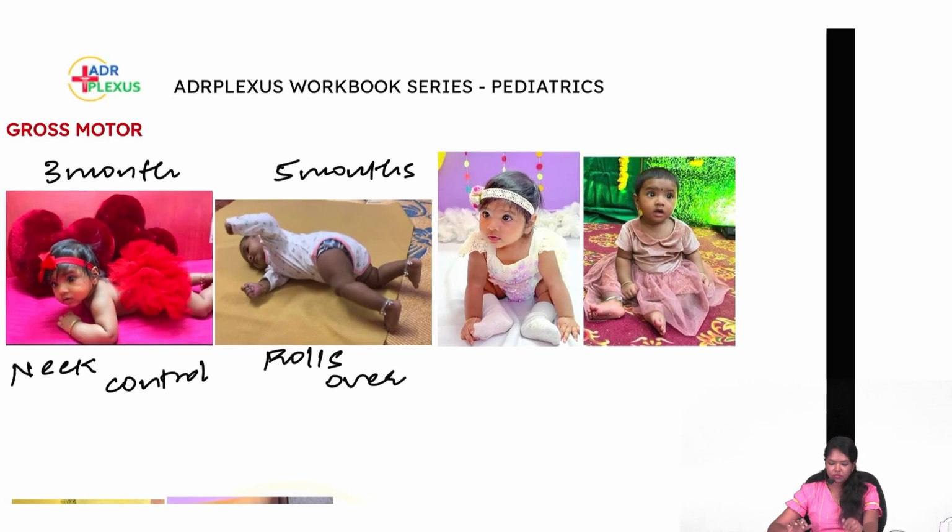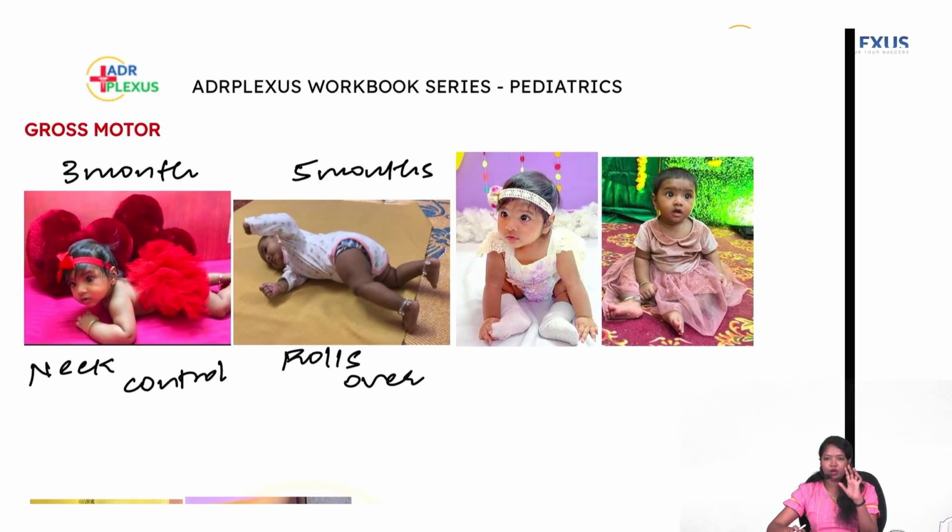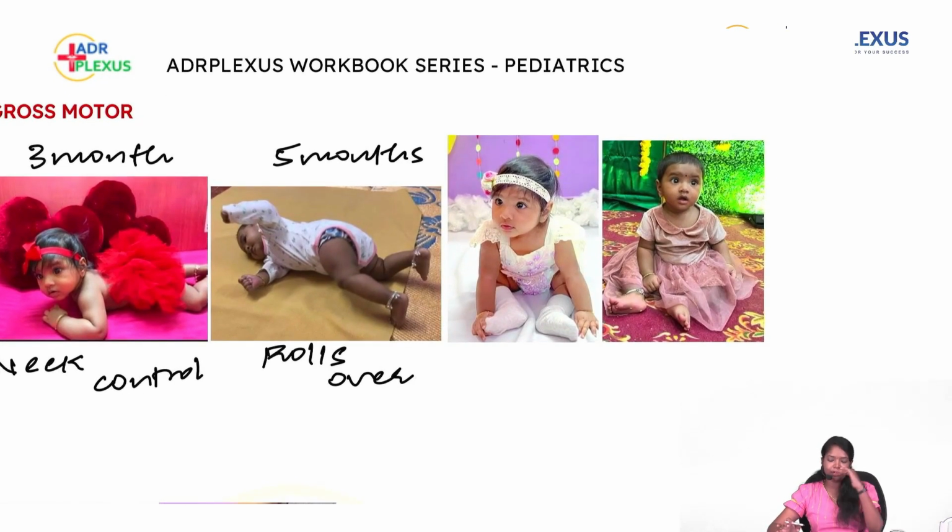Here the rolling over will be from supine to prone, from back to front and so on. You don't have to remember in detail. Just remember, rolling over is around 5 months. Okay. Look at the next image. How is the baby sitting? Tripod position. This is like a tripod. So this is sitting with support by 6 months. At 6 months, the baby sits with support.